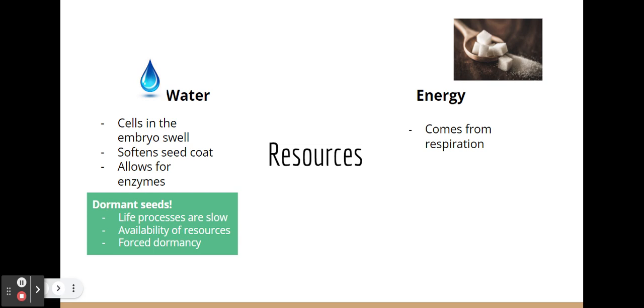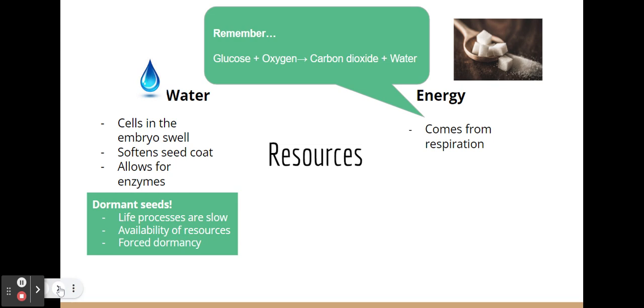Energy is also required, and this comes from respiration. We can remember that respiration is glucose plus oxygen makes carbon dioxide and water. In this process, oxygen is used to release this energy from glucose, therefore allowing that energy to be used by the plant for growth.